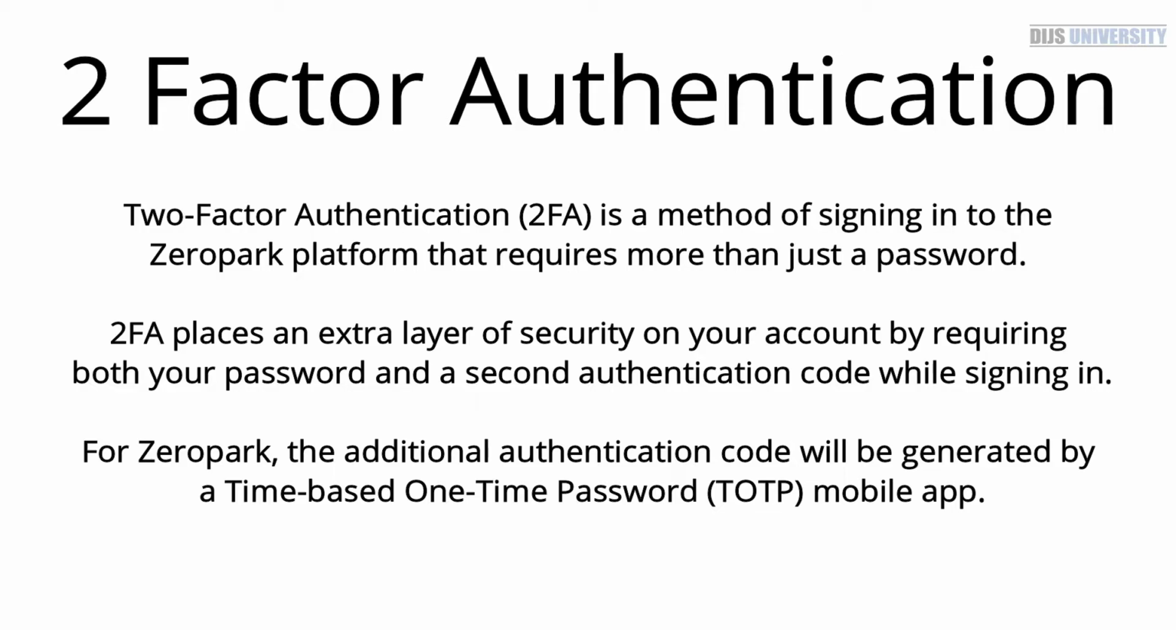So for Zeropark, the additional authentication code will be generated by a time-based one-time password in the mobile application. So before you start turning on two-factor authentication for your Zeropark dashboard, it is required that you download and install a time-based one-time password application. The TOTP application automatically generates authentication codes that expire and refresh after certain periods of time. These applications are more reliable than using authentication through text message, so the two-factor authentication on the Zeropark platform will utilize the TOTP authentication only.